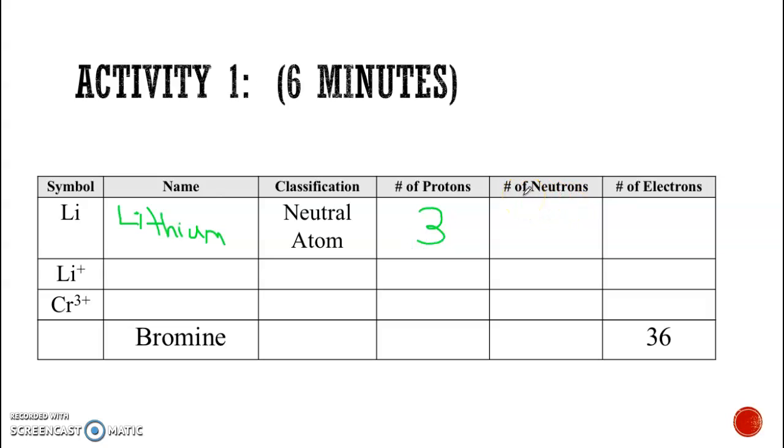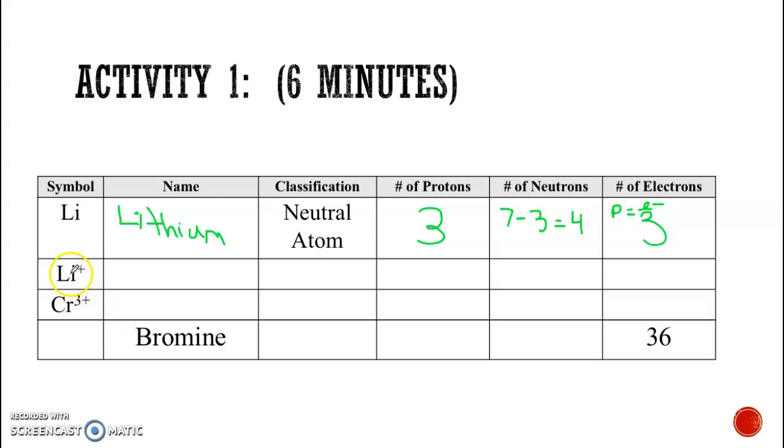Now, lithium has a mass of, give me 1 second to find out. Don't know this off the top of my head like I like to do. Lithium has a mass of 6.9, so we can say 7. So 7 minus 3 would give us 4. And then the number of electrons equals the number of protons.